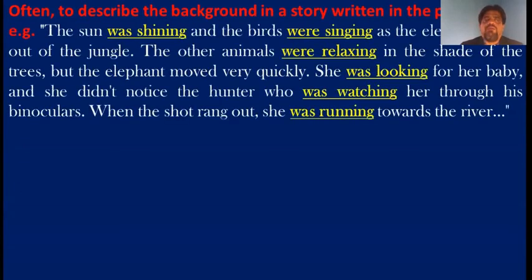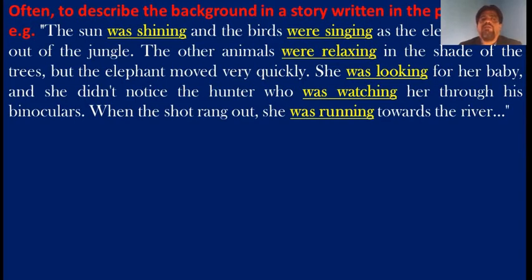Now, there are further things to be noticed. Look here. We can use the ing form often to describe the background in a story written in the past tense. When you are asked to write a story, the best way to write, especially in the introductory part, is to use the past continuous form. For example, the sun was shining and the birds were singing, and as the elephant came out of the jungle, the other animals were relaxing, and you could read like that.